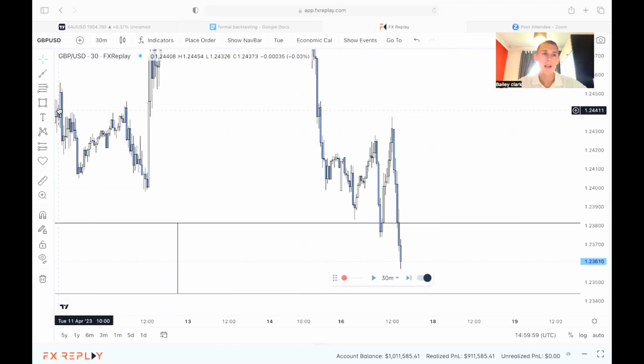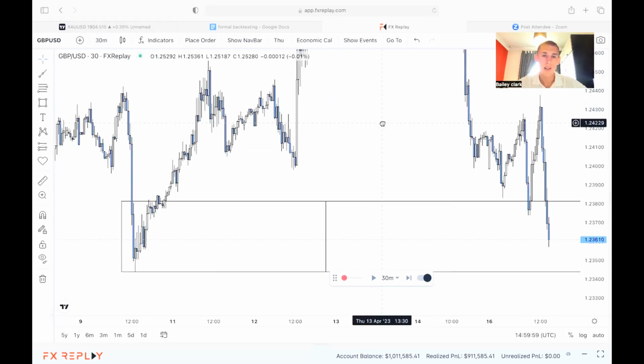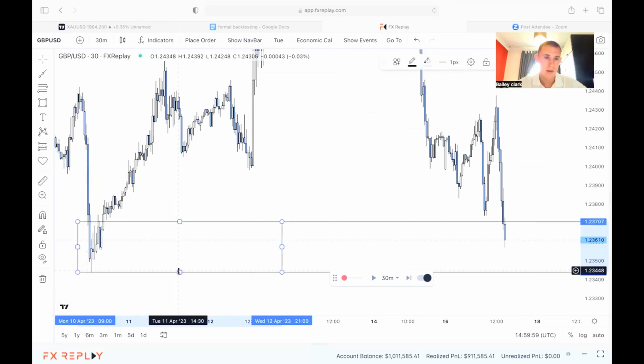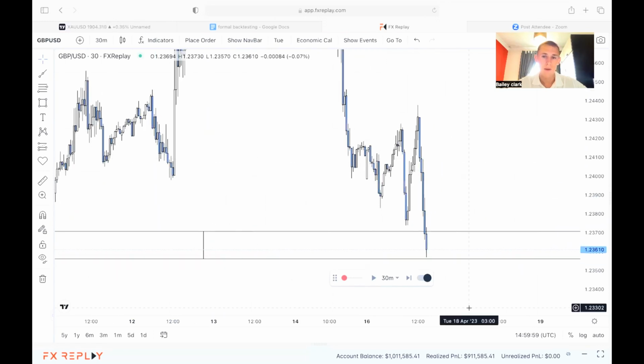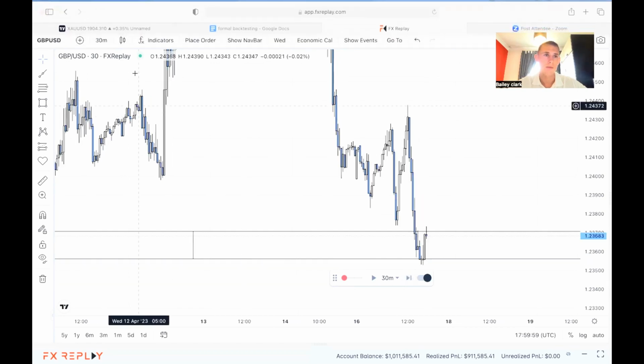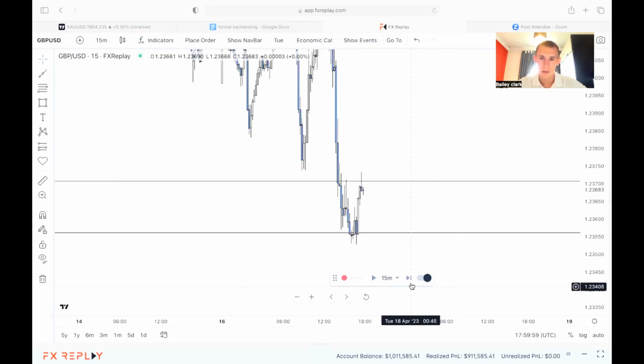There we go. That's why I like to see the supply above as well, because we had a reaction from this zone. This was just a sweep, but we are still in that POI, so we can wait, possibly refine it to this zone and see what happens on the 15.